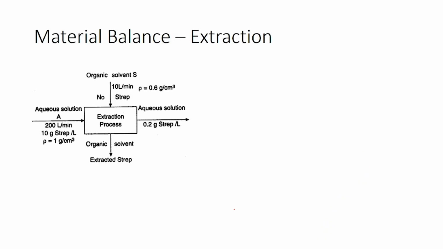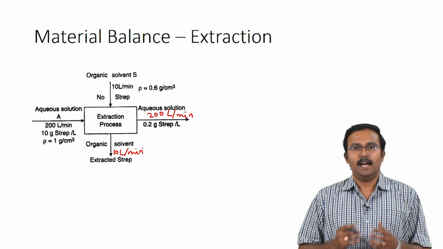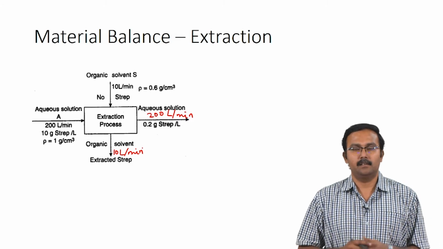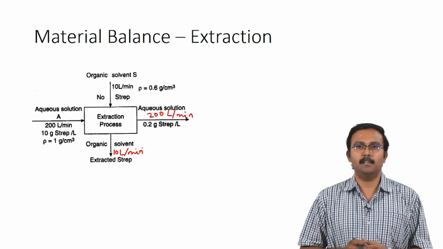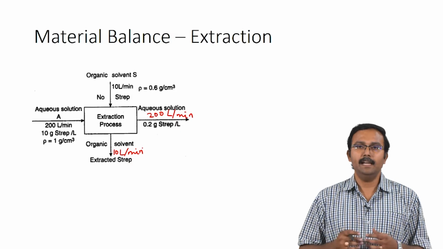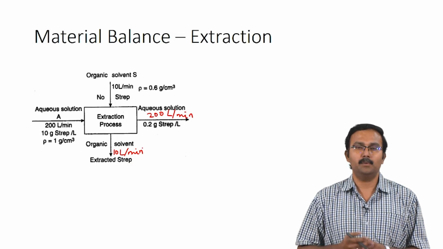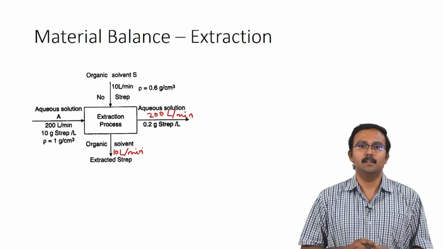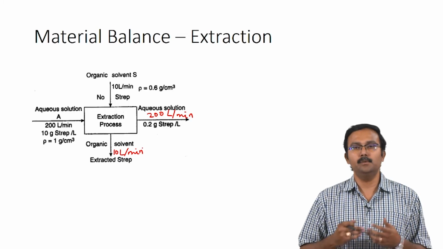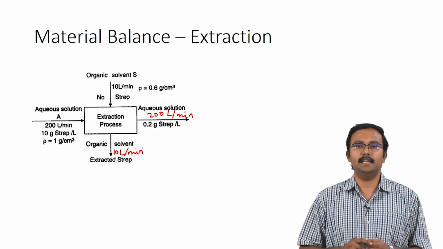So, this means these systems would have a flow rate of 200 liters per minute and this would have a flow rate of 10 liters per minute. As I had mentioned in the earlier classes where we discussed the fundamentals of material balance, it is ideal not to use volumetric flow rates while writing material balances. So, we can convert these into masses using the density that has been provided.